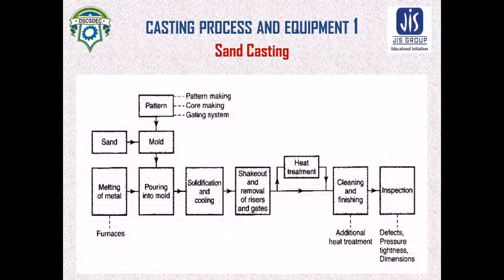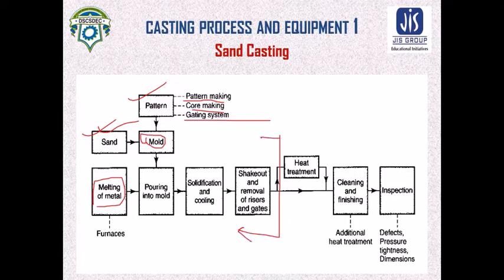Now we will look at sand casting by patterns. These patterns are made by pattern making, core making, and making the gating system. All these are included in pattern making. After this, sand is prepared, and using this pattern and sand, the complete mold or mold cavity is prepared. After the mold cavity is prepared, the metal is melted in the furnace, and the molten metal is poured into the mold cavity. After pouring, there is solidification and cooling. After solidification and cooling, there is shake out, and removal of risers and gate. Then post processing. Here the casting process ends.